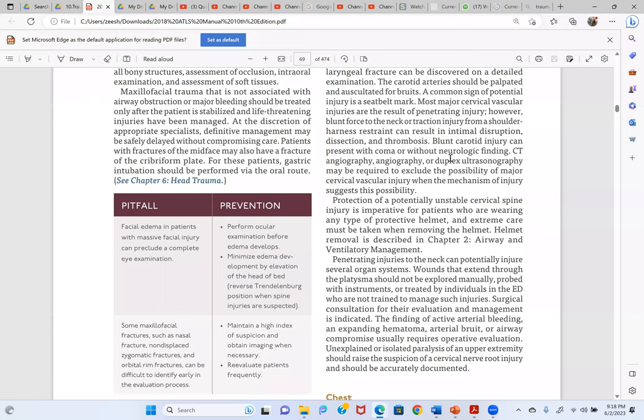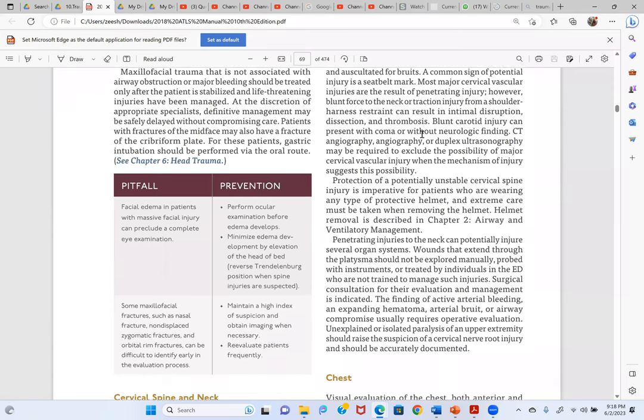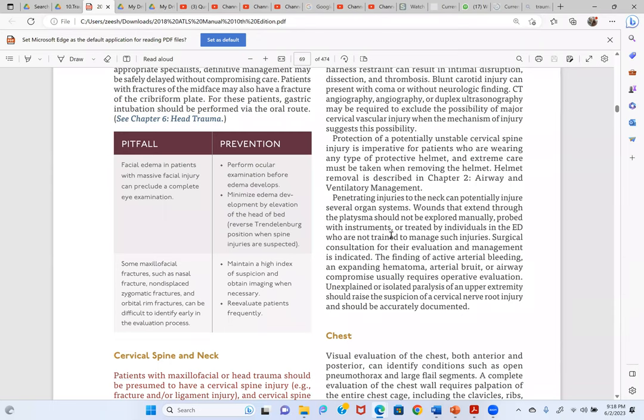Of course, maybe you may not need it, but it will result in either neurological findings or the patient bleeding massively, especially if there is penetrating injury. So protection of a potentially unstable cervical spine is imperative for patients who are wearing any type of protective helmet, and extreme care must be given when removing the helmet. Subsequently, they will show how to remove the helmet, because sometimes this results in further injury, especially in the neck.